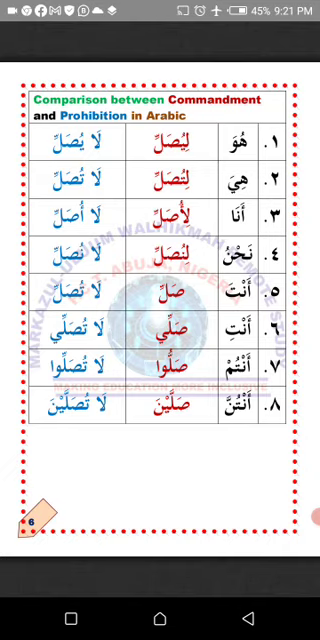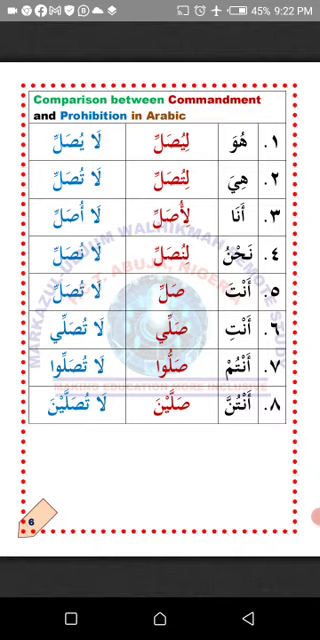أربعة, number four. نحن, we. لنصلي, we should observe salah. لا نصلي, we should not observe salah. خمسة, number five. أنت, you, representing a single male person. صلي, observe salat. لا تصلي, don't observe salat. ستة, number six. أنت, you, representing a single female person. صلي, you should observe salah. لا تصلي, you should not observe salat.